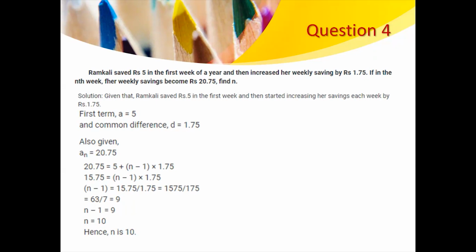Now we'll use the formula for an is A plus n minus 1 into D. Put the value 20.75 is equal to 5 plus n minus 1 into 1.75. Simplify the terms, and finally what I get, n is equal to 10. So in the 10th week her saving is going to become 20.75. Hope you are able to understand this question. Now another question we have.